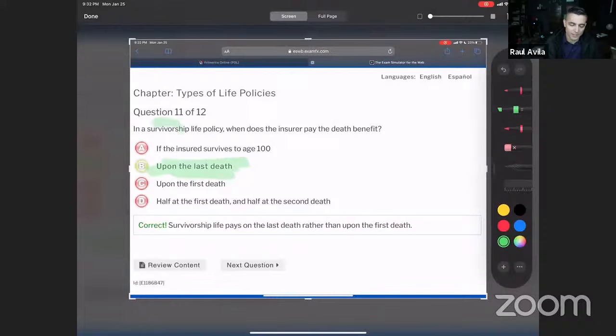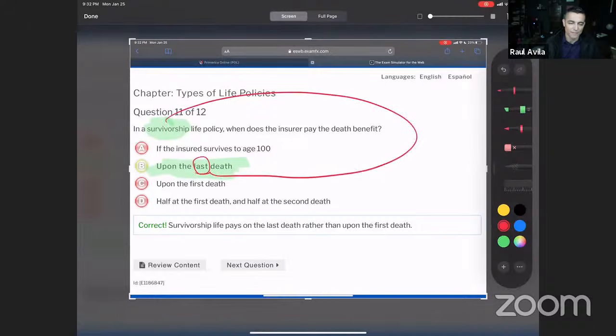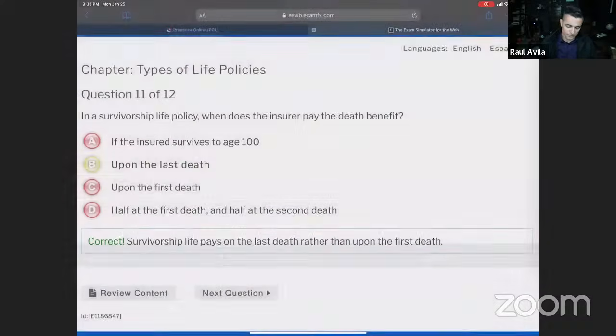Upon the last death, just think of the word survivor. The survivor is the one that dies last, right? So it's upon the last death, the survivor's death. Pretty cool, right? If I was in your shoes, that would be an easy way to remember this, guys. All right, let's go to the next one.